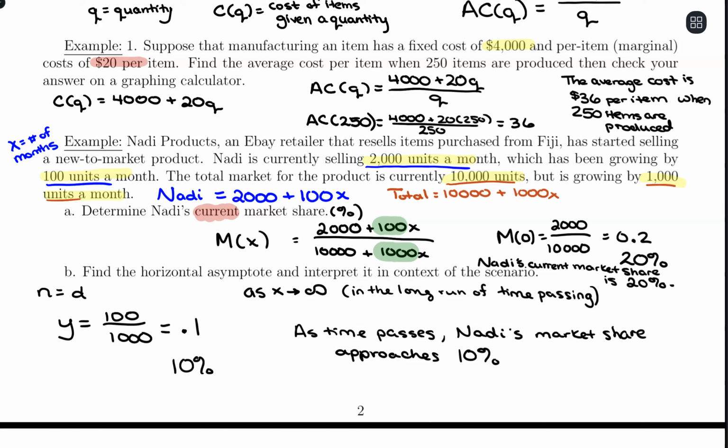They're going to level out at this market share of 10% because that's all they can kind of keep up with. At the beginning of this, they're a big portion of the market. They're making up 20% of that market. But in the long run of things, they can expect to hold 10% of that total market.